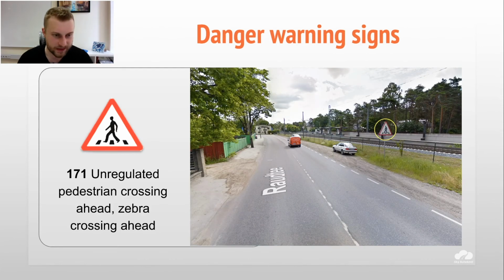Unregulated pedestrian crossing ahead or zebra crossing ahead. It also informs us that a zebra crossing is soon approaching. So you have to decelerate, to be careful. After this sign, you already start looking for the real pedestrian sign or zebra. Also, you are already informed. Soon you will see the zebra. So you have to start looking for this zebra or pedestrian crossing sign.